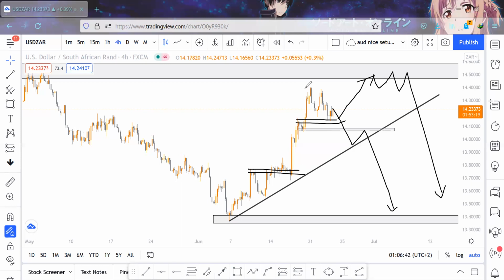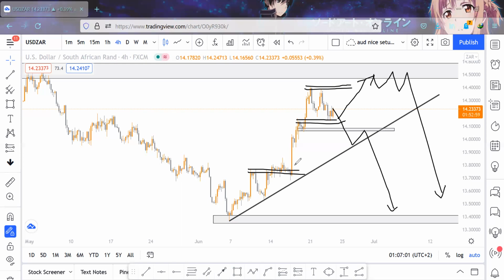We are seeing higher highs being formed instead of lower highs, right? That is the basic of an uptrend. Now we are seeing higher highs being formed and we are not seeing lower lows being formed, right?